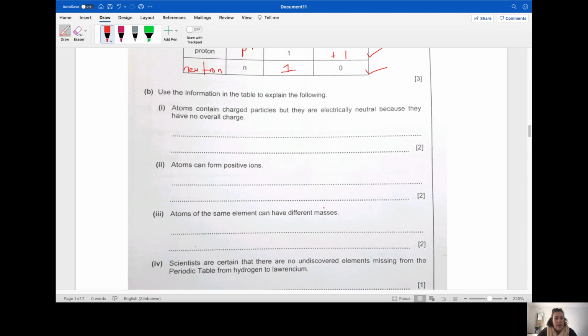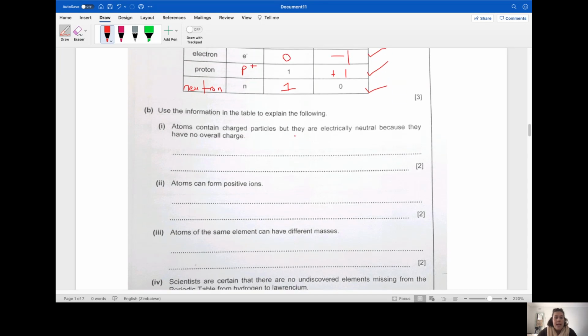All right. Okay, use the information in your table to explain the following. Atoms contain charged particles, so how come they are neutral? Okay, it's 2 marks, so you've got to really explain. You've got equal protons and electrons in an atom, okay? Or you've got equal positive charges and negative charges in an atom.